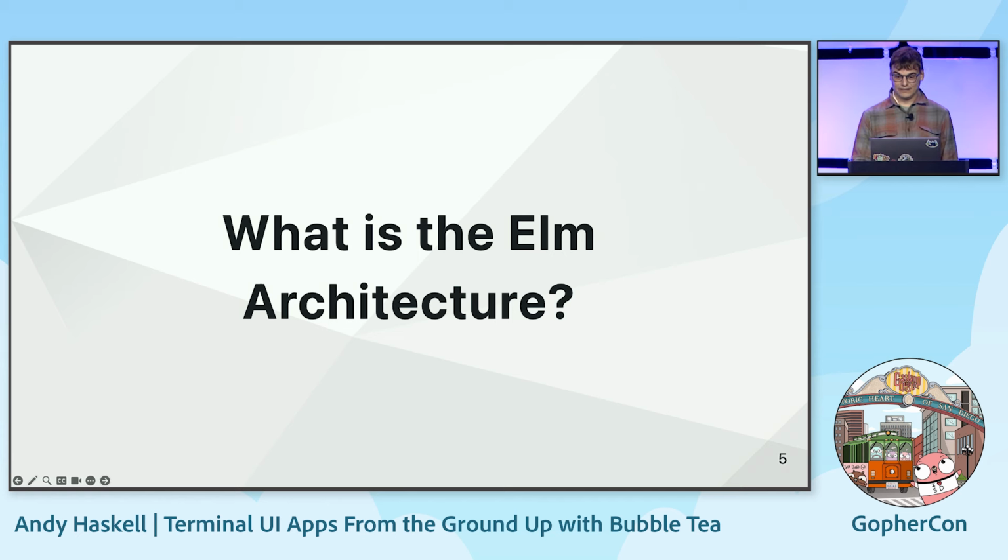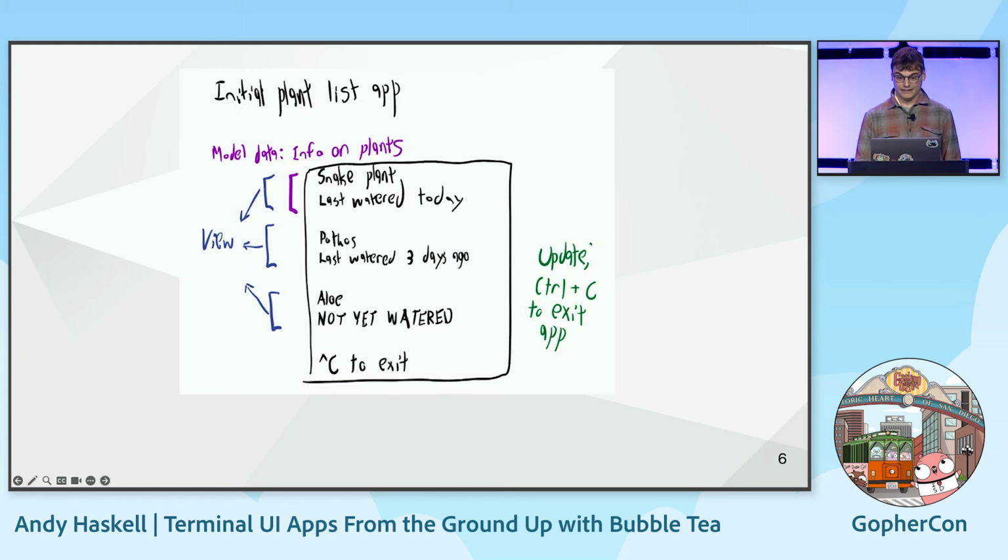So to start, let's make a Hello World app, and that'll help us demonstrate exactly what this Elm architecture is all about, like why the front end community is really raving about it. So to make this visual, we'll start with a diagram of the initial version of the app that we're making, which is just a static list of our plants that need to get watered, and when they were last watered.